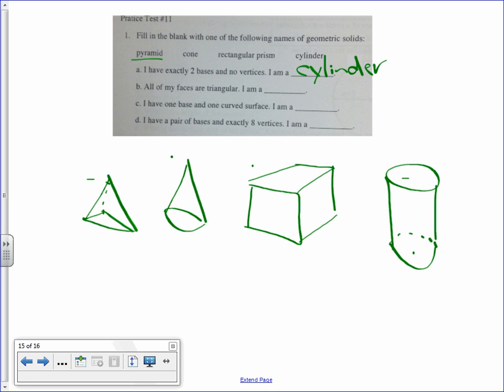B, all my faces are triangular. I am a, that one's easy, a pyramid. I have one base and one curved surface. That looks like your cone.